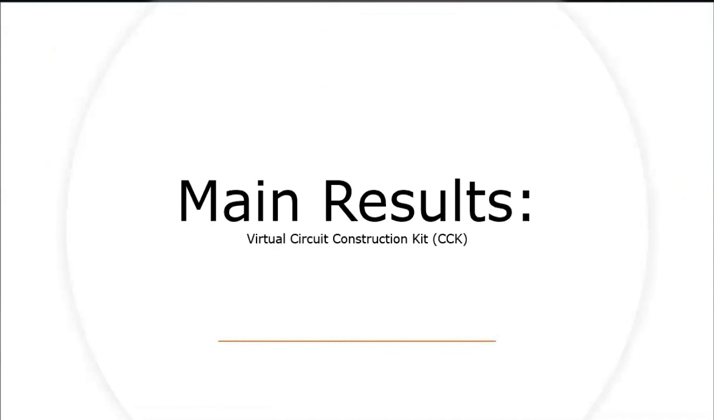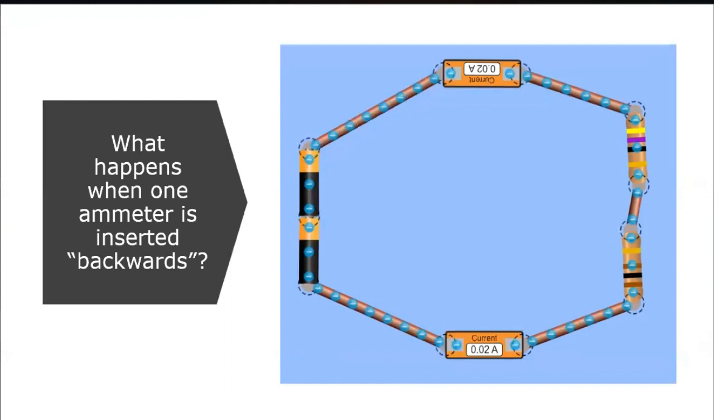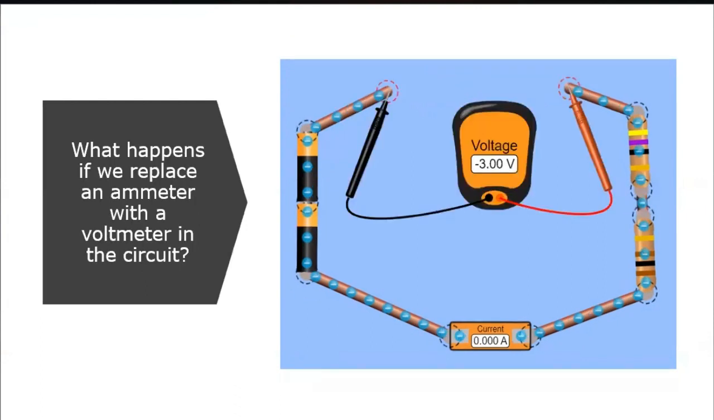So the main results. What will the ammeters read if you put them on either side of the 2 resistors and 2 batteries, before and after the 2 resistors? And you can see that they read the same amount of current. What will happen when one of the ammeters is inserted backwards? It's the same. Still the same current on both ammeters.